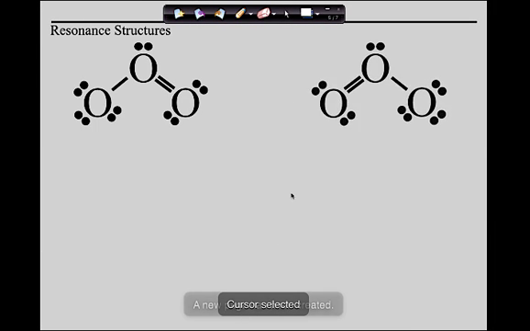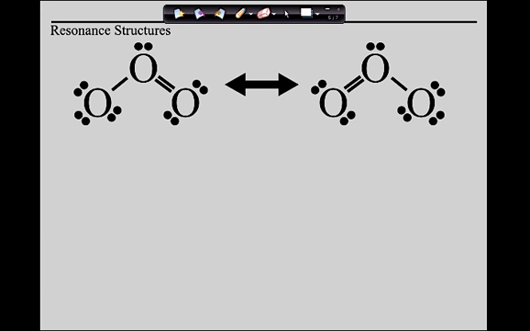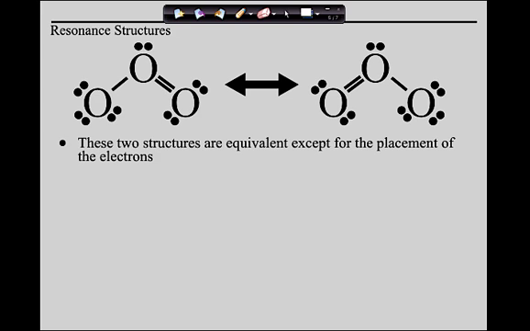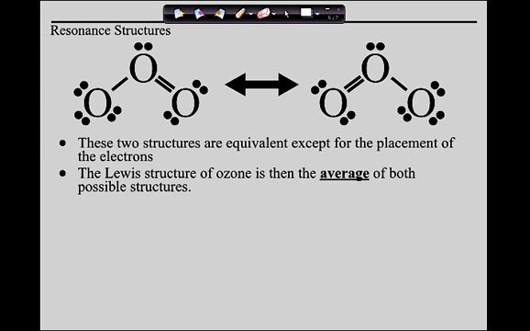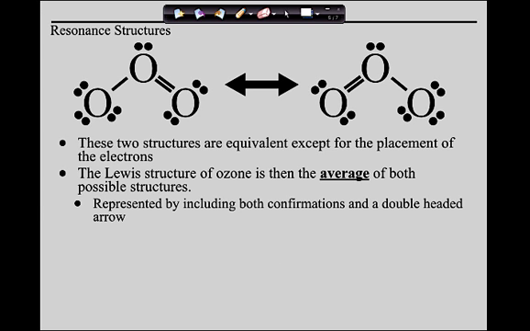So we understand that we're going to write ozone like this. So don't write any of this down, but this is the idea. This is everything you just learned. Print the notes if you need. So here's what we know. These two structures are equivalent except for the placing of the electrons. This is all review. So the Lewis dot structure for ozone, as Jake said, is actually the average of both of these. So what we do is we represent both of these conformations.